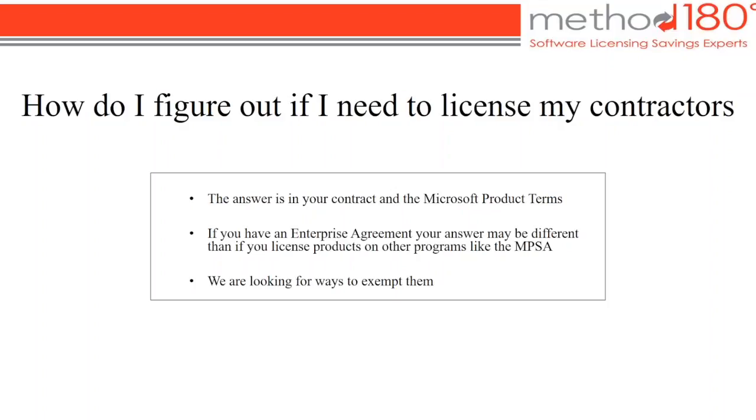I'm going to focus a lot on this call on the EAs, obviously, because the vast majority of our clients and enterprise customers, like those of you on this call, have an enterprise agreement. But the key message I want to get across this afternoon is that what we're actually trying to do is look for ways to exempt from having to license contractors. That is the key concept, and as I go through this, I think it'll become a little bit clearer. We want to look at all this language and what we're specifically doing with contractors to figure out if we can exempt them, okay?